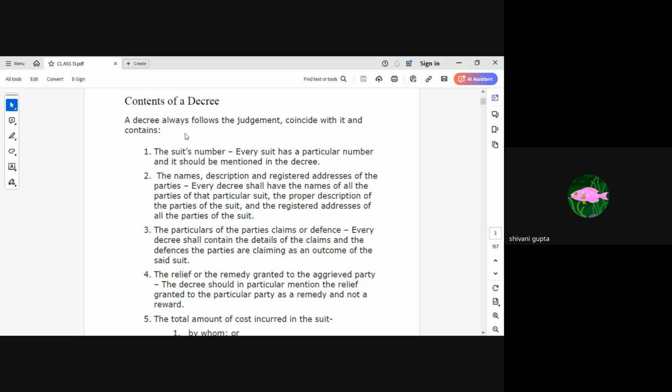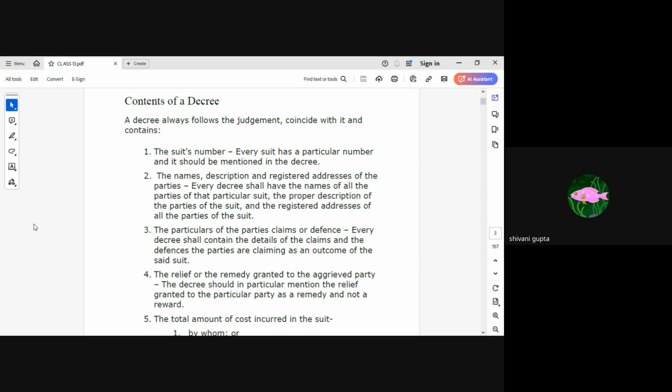Next step is filing of written statement by the defendant. Next is the production of documents by the parties. Next is the examination of parties, followed by the discovery and the inspection. 10th step is the admission. 11th step is the framing of issues by the court.